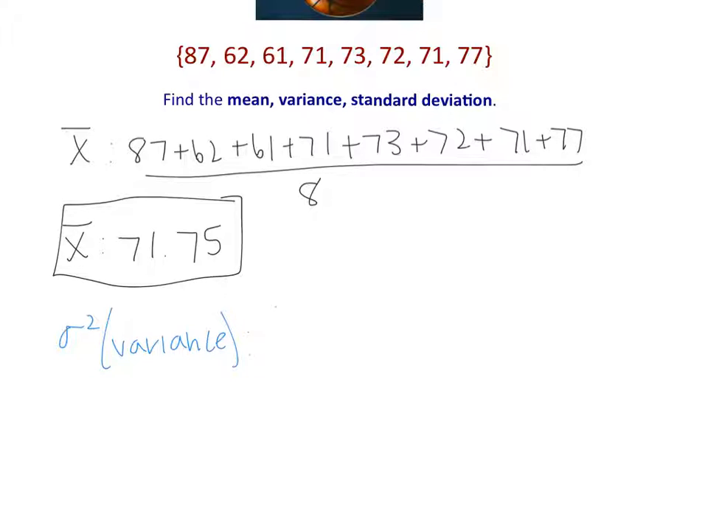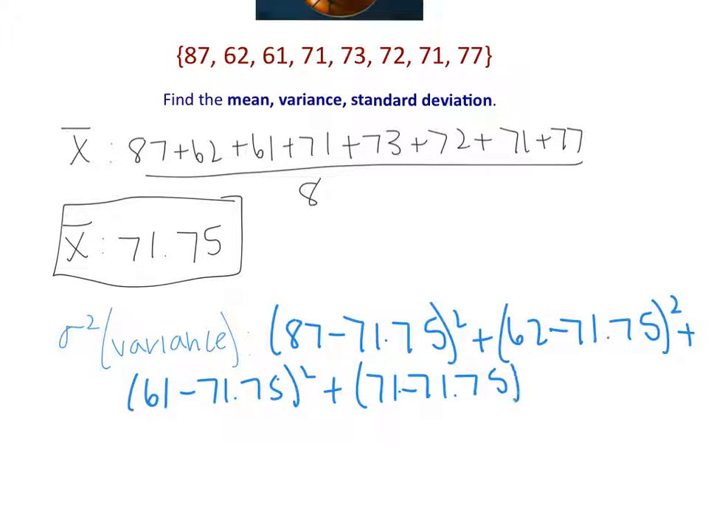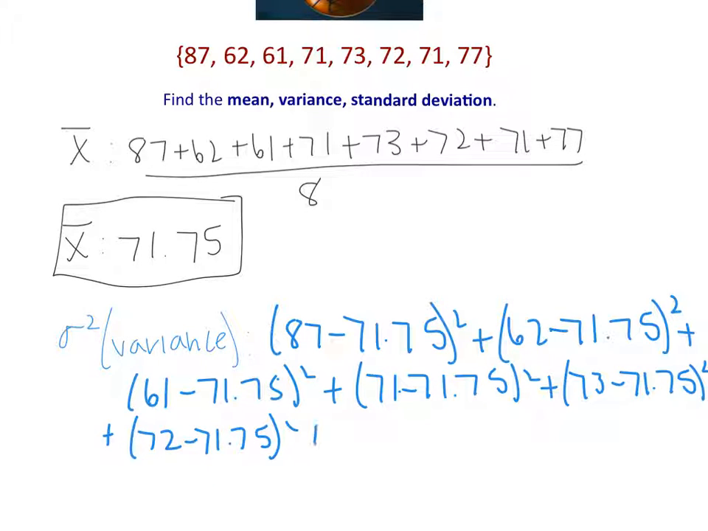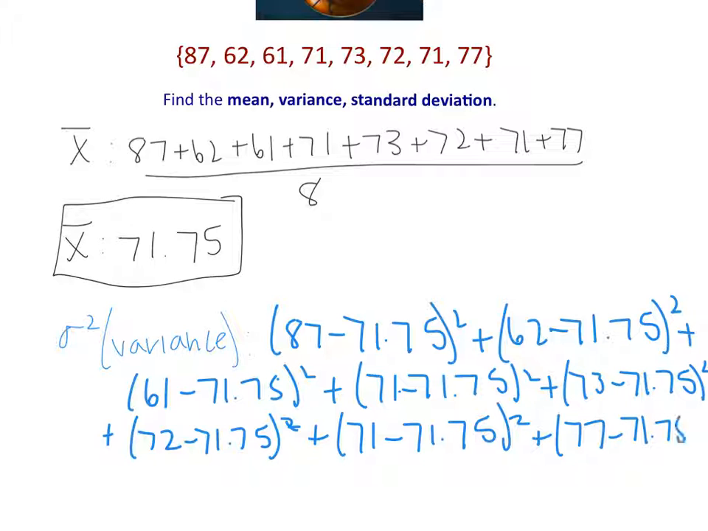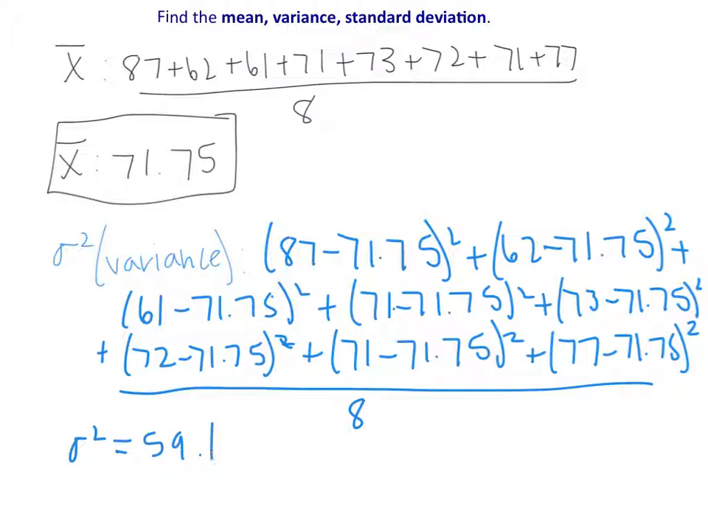So that will look like 87 minus 71.75, the quantity squared, plus 62 minus 71.75, the quantity squared, plus 61 minus 71.75, quantity squared, and I have to do this for every data point, so I'll continue to do that. And I have 8 different items here, so I do need to divide it all by 8. And so my variance here is 59.19.